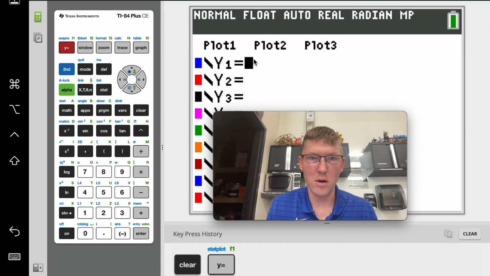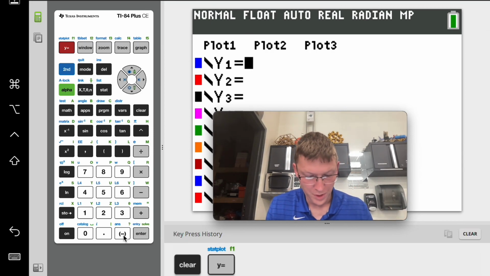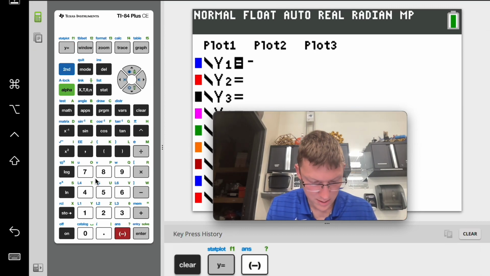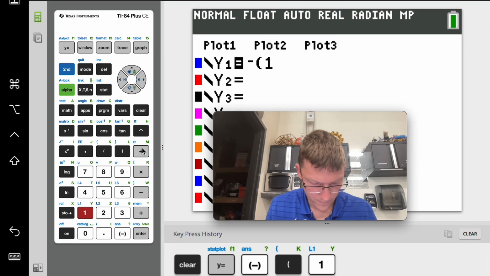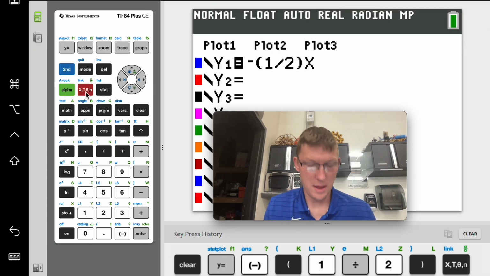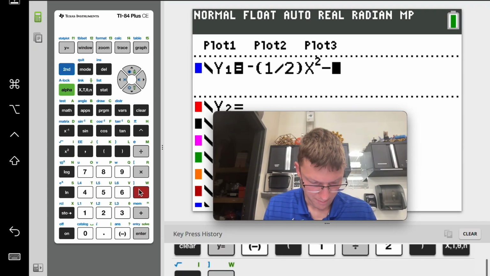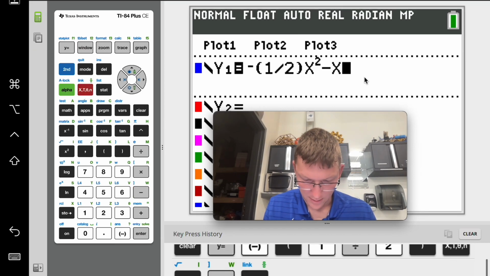and we're going to enter in our equation. So first of all, remember, if you're using the negative sign that is attached to a number, it's this button. If you are using the subtraction function, it's this button. If you get those confused, you'll get like a syntax error or something like that. So we've got -1/2. We're going to use this button right here for our x. And that was x squared. So we've got -1/2 x squared minus x. Okay, so we've got our equation entered in.